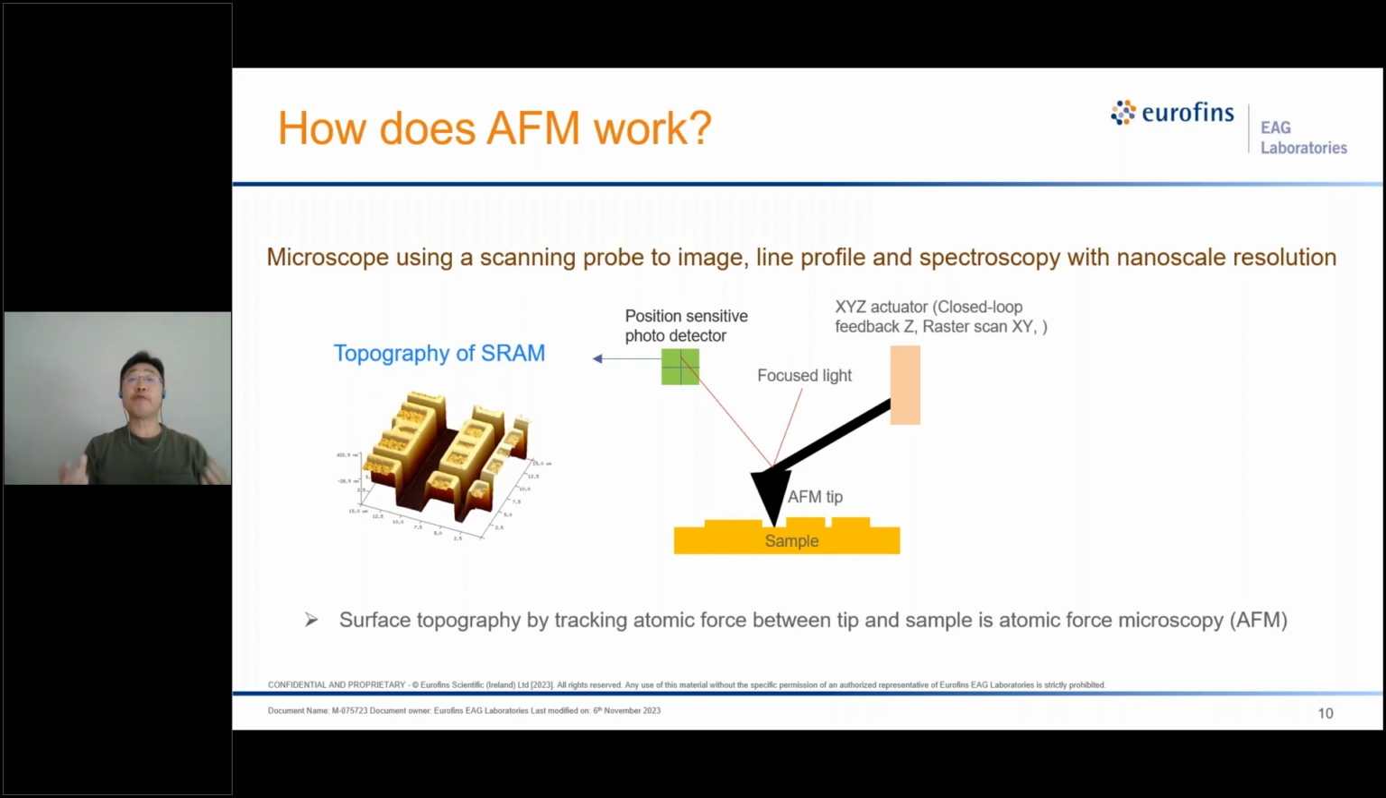The position where the deflected light falls on the photodetector relative to a reference point in the detector correlates to the height of the features on the surface. The feature height is then mapped out as a function of XY scan position on the surface to generate three-dimensional landscape information. On the left side of this slide is an AFM example, which displays three-dimensional topography of a static random access memory device.